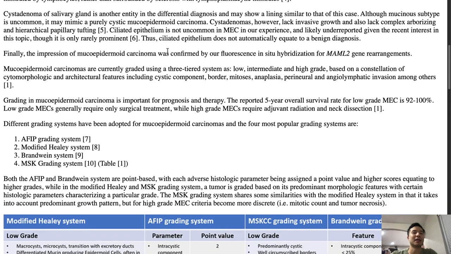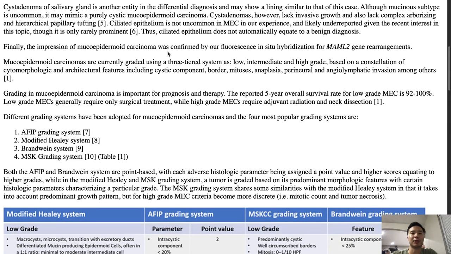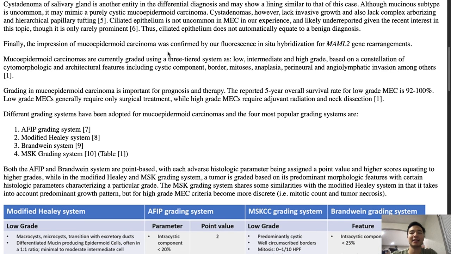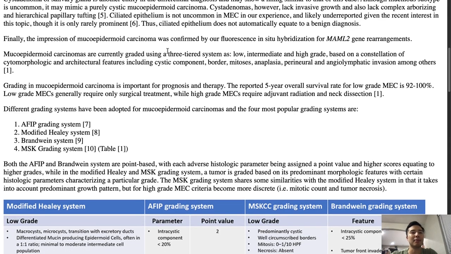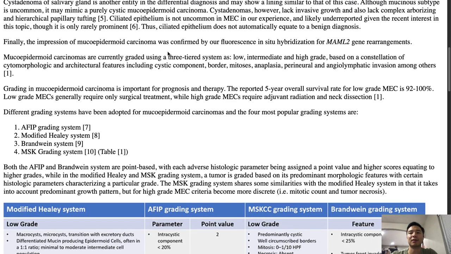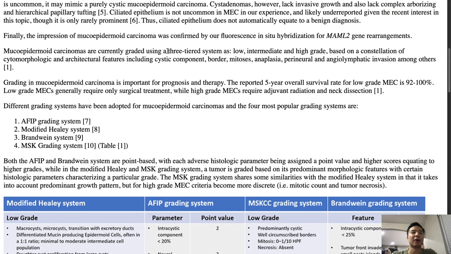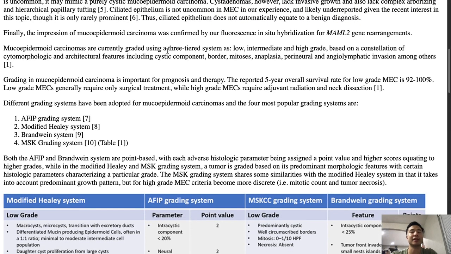Cystadenoma of salivary gland is another entity in the differential diagnosis and may show a lining similar to that of this case. Although the mucinous subtype is uncommon, it may mimic a purely cystic mucoepidermoid carcinoma. Cystadenomas, however, lack invasive growth and also lack complex arborizing and hierarchical papillary tufting, which we saw a focus of with the daughter cyst.